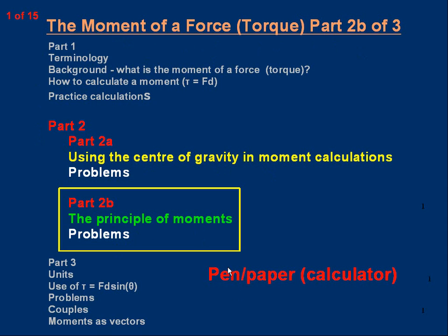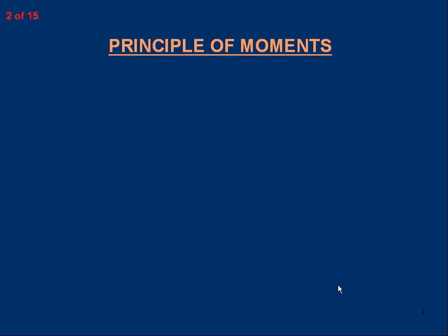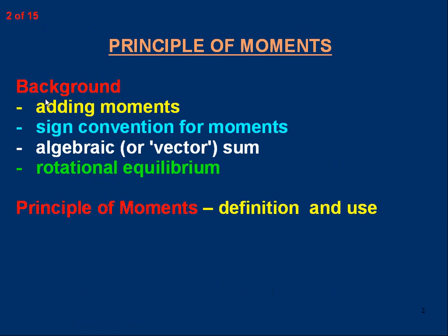As we work through, there'll be some examples for you to try for yourself, so you should have a pen and paper. A calculator is optional, the arithmetic is very simple. Let me go over what we'll be covering. Some background first: how to add moments, how to use a sign convention for adding moments, what we mean by the algebraic or vector sum of moments, and what we mean by the term rotational equilibrium. Then we'll go on to talk about the principle of moments itself, definition or definitions actually, and how to use it.